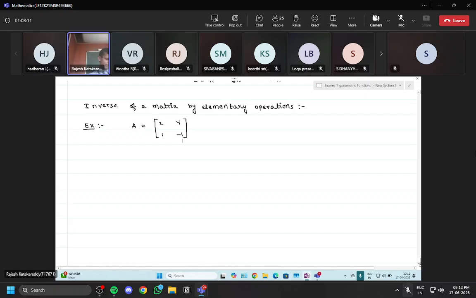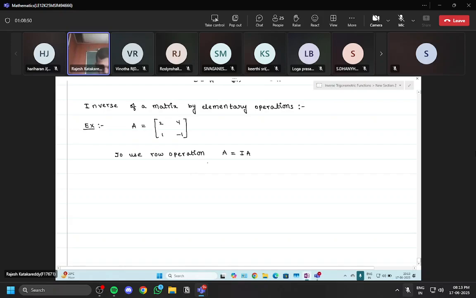Here again there are some rules. We are allowed to use either full row operations or full column operations in the process of calculating the inverse. Clear? So to use row operations, we'll write A equals identity matrix into A. We won't substitute the right-hand side A; the left-hand side A we will substitute.